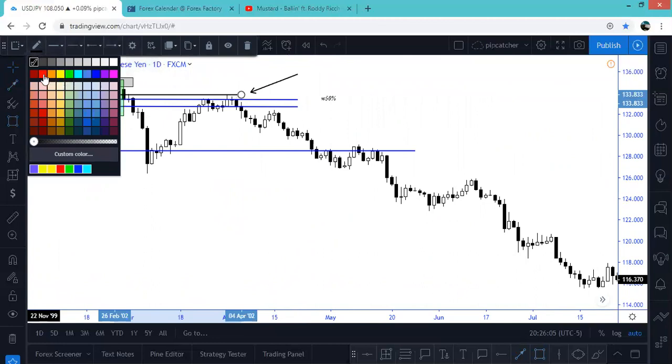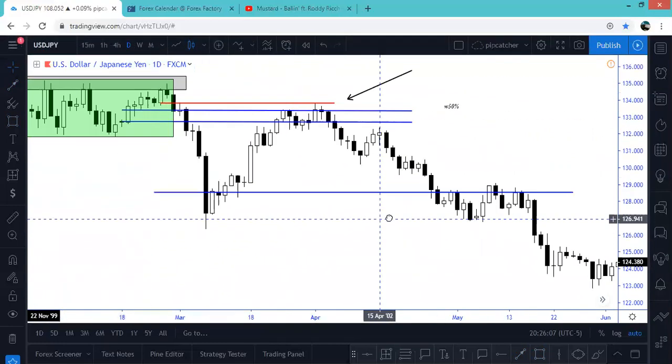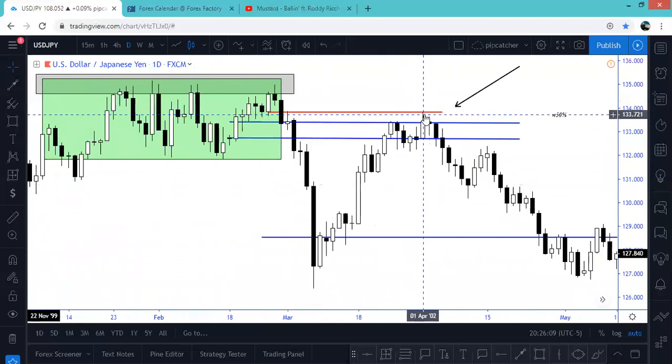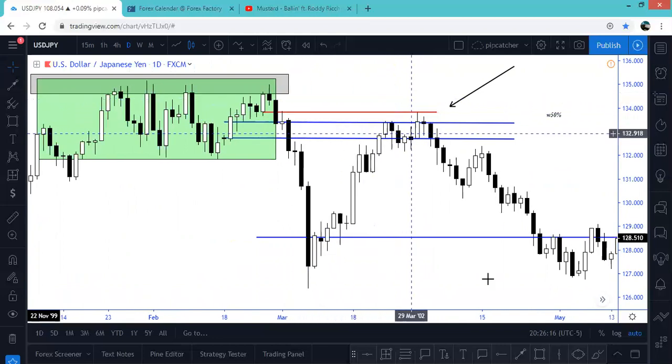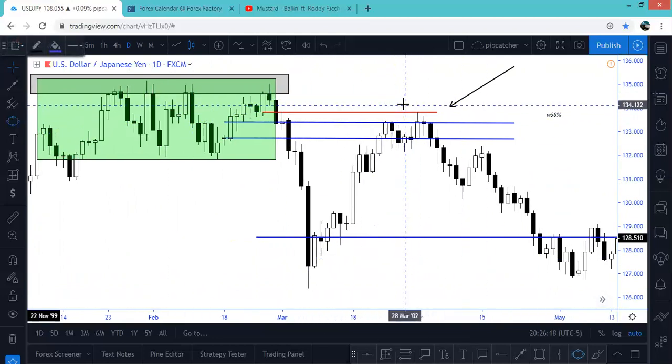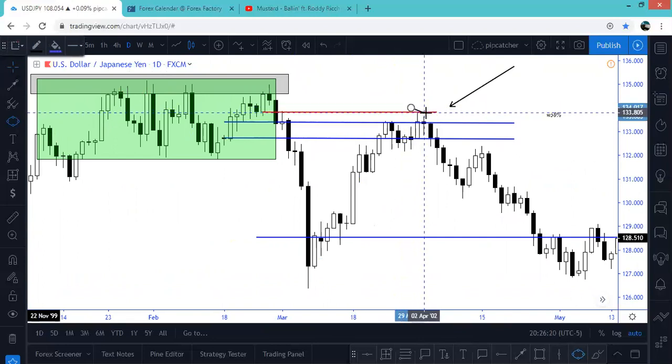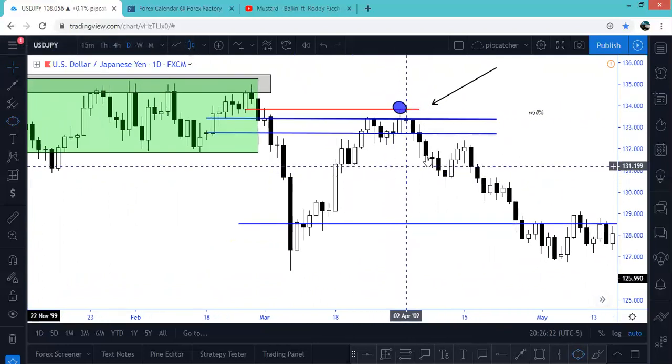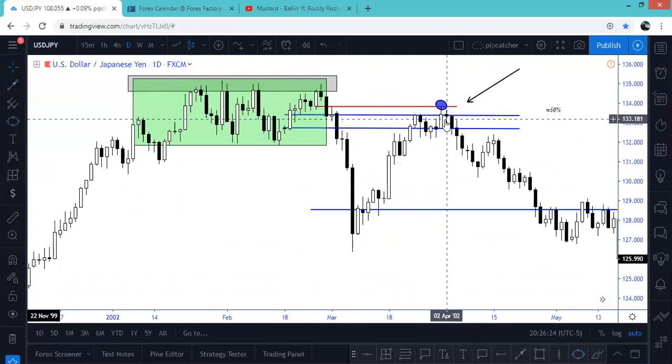I'll make this line red. You see this area right here? Straight to the T, right? Straight to the T. That was perfect on this entry right here, this sell. Now say you missed this. Say you missed it, right?